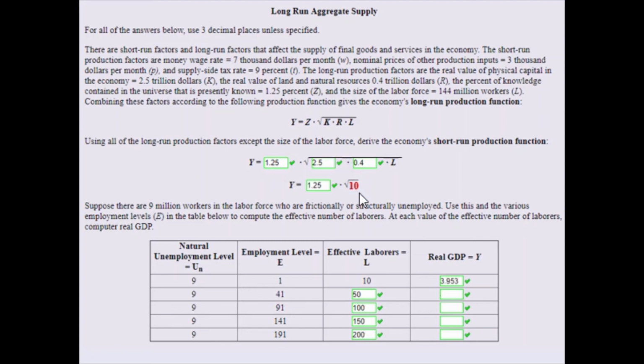So we plug 10 in there and we get 3.953. We plug 50 in there and we get 8.839. We plug 100 in there and we get 12.50. We plug 150 into there and we get 15.309. We plug 200 in there and we get 17.678.